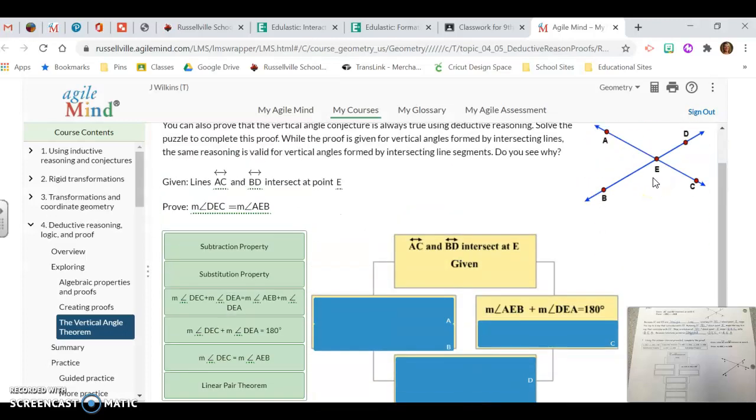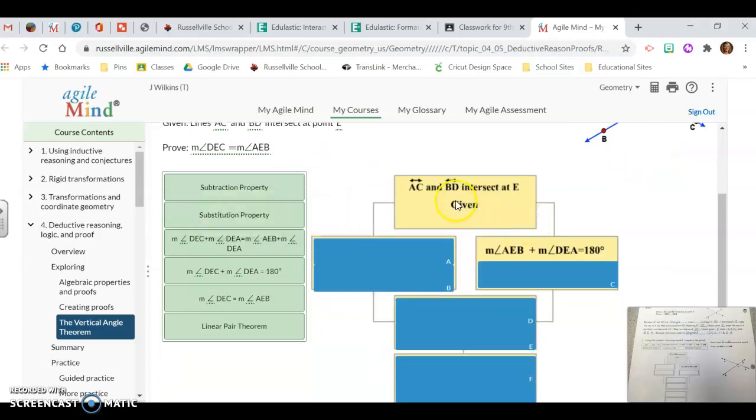All right, so what we're given again is that we have two lines and they intersect at point E, and we're trying to prove that angle DEC, which is this angle right here, is congruent to angle AEB, which is this angle right here. So here's what we're given, that the lines intersect. So there's your statement and here's your reason. Remember, the statement's going to be up top and the reason's going to be down low.